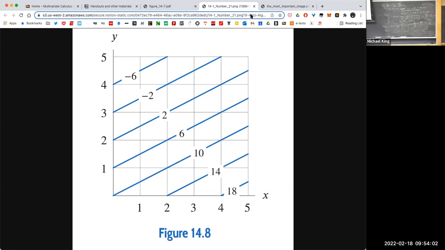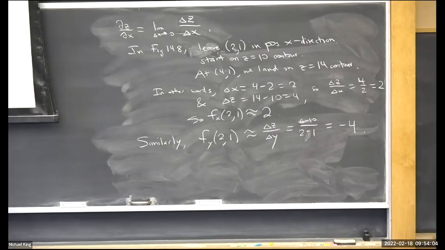So we have an awkward amount of time left. Oops, did I stop the share? I did.